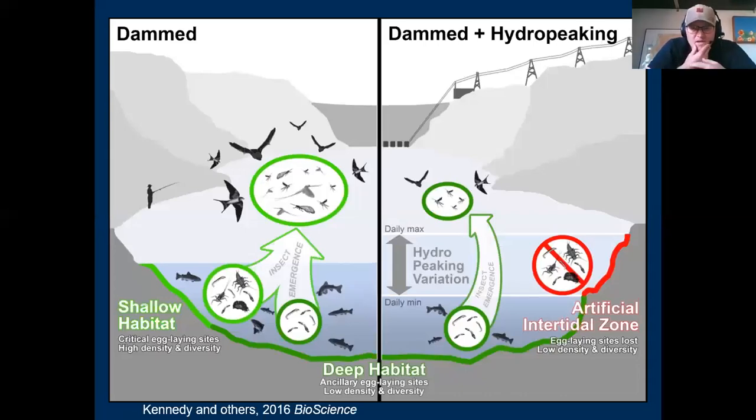And so, yeah, here's a little conceptual diagram that we put together that sort of shows the big picture. We have this artificial intertidal zone now because of Glen Canyon Dam operations, where we have about a 3-foot tide. And because of that, these critical egg laying sites along the margins are gone. And because of that, we have a much simplified invertebrate prey base. And so, basically, wildlife populations we think are limited by the lack of invertebrate diversity and invertebrate production.